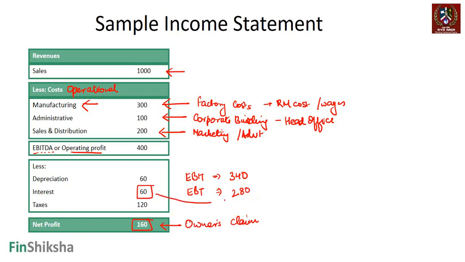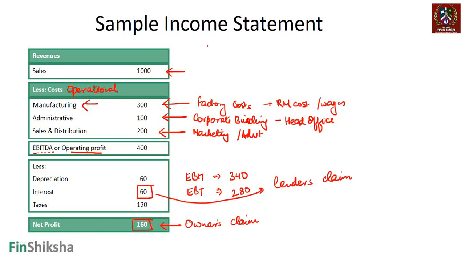This is the lender's claim. So this is the guy who has given us a loan. This is the lender's claim. The interest component is going to be the claim of the lender for our business, right? That's the sample income statement that we are looking at. That's the premise of the income statement.